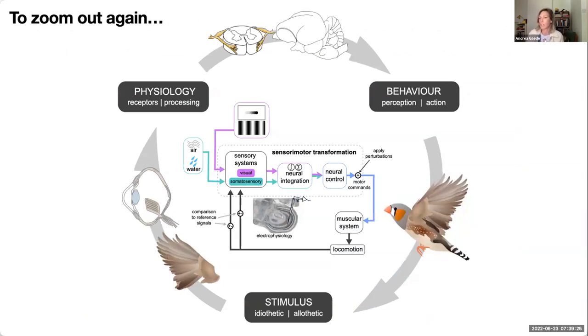So if we zoom out again, sensory systems receive information that's compared to reference signals. We can apply perturbations between neural control and muscle action to manipulate the musculoskeletal system activity and locomotion, which will then affect these reference signals. So people study this using different electrophysiological techniques, with recent studies showing that motor signals modulate sensory physiology in different brain regions during activities ranging from whisking or facial movements to locomotion. Gaining a deeper understanding of this entire loop would be a really important step forward for systems neuroscience.